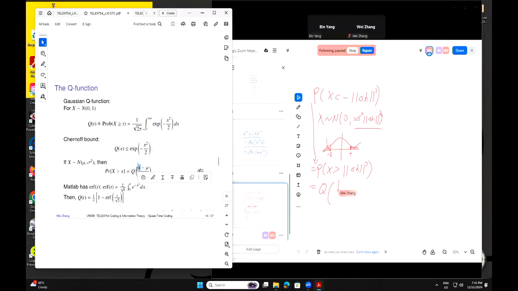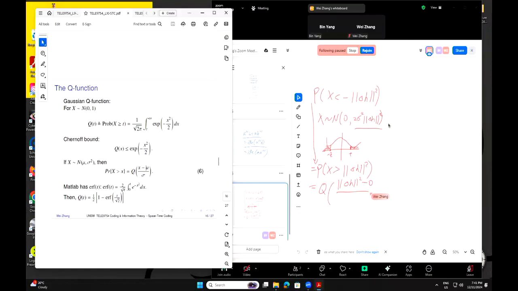That's delta H squared minus mu. Mu is 0. Divided by sigma. Sigma here is the standard deviation, the square root of the variance. The variance is this one, 2 sigma square delta H square. This whole thing. Can you see that?